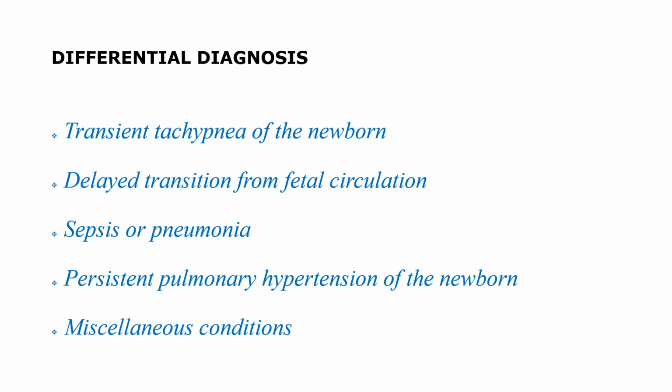Differential diagnoses include transient tachypnea of the newborn, delayed transition from fetal circulation, persistent pulmonary hypertension of the newborn, sepsis, or pneumonia. Transient tachypnea of the newborn is a disease of late preterm babies, whereas meconium aspiration is a disease of post-term babies and is more common in small for gestational age babies.